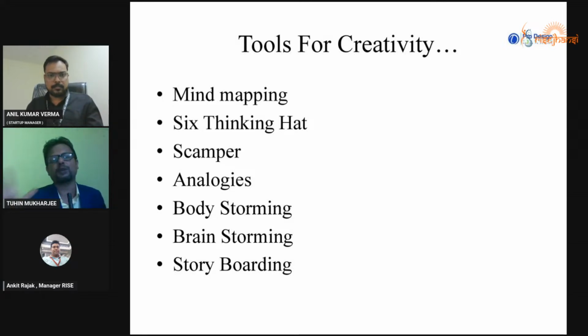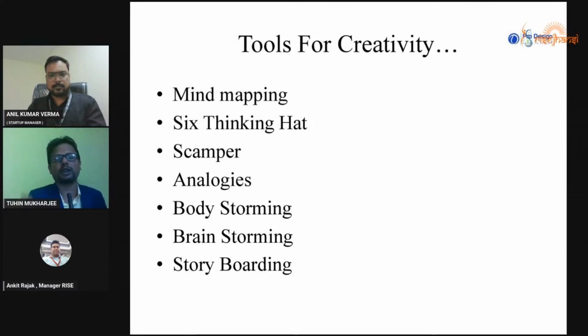So 6 people will be responsible to think in a different way. Then there is another method called SCAMPER. There is analogies, body storming. Body storming is that brainstorming, we have heard, how to think about that sitting in a group. Body storming is that how to act in a certain situation. ये थोड़ा act मतलब body के ऊपर है, so how you act. So ये होता है body storming.